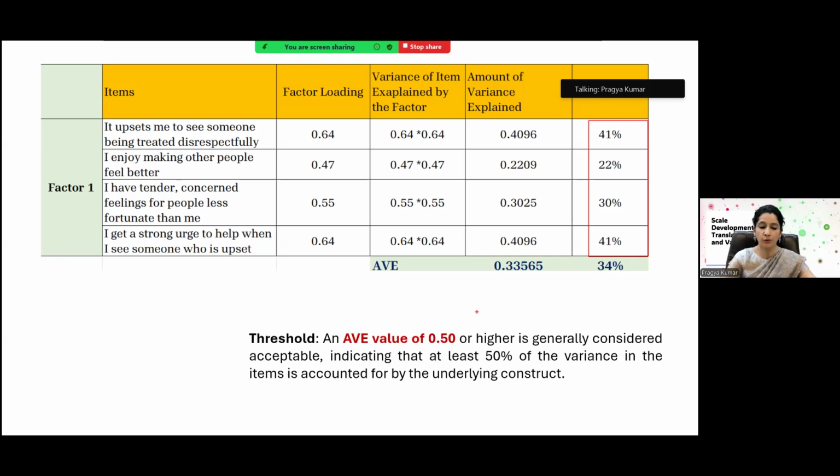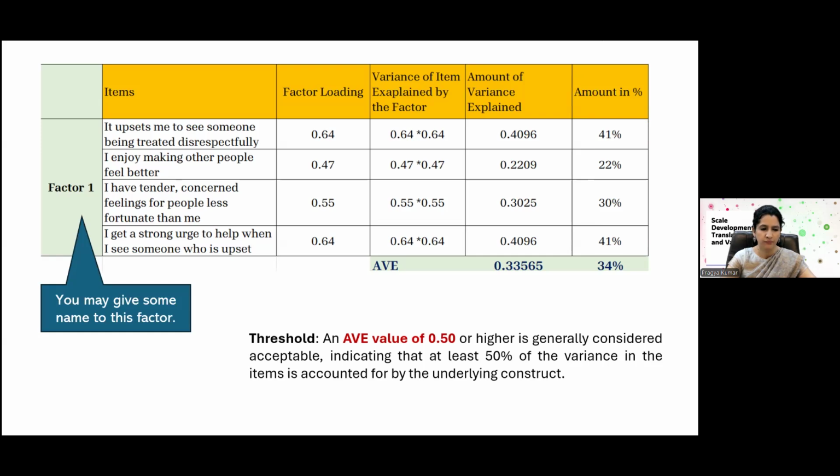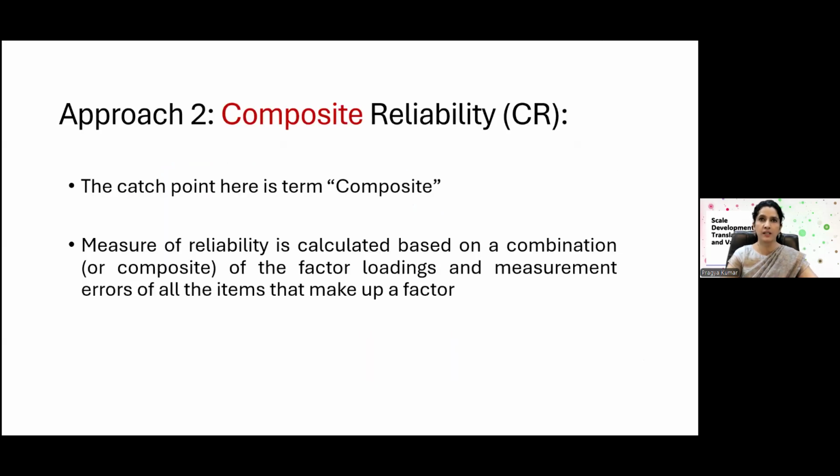So you know what this average variance explained is. Now coming to, and then again you may give the name of this factor, the second approach is known as the composite reliability. Now what is this composite reliability? The catch point here is the word composite. What do you mean by composite?